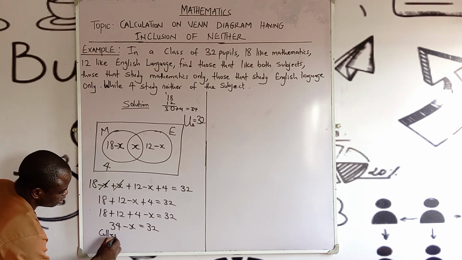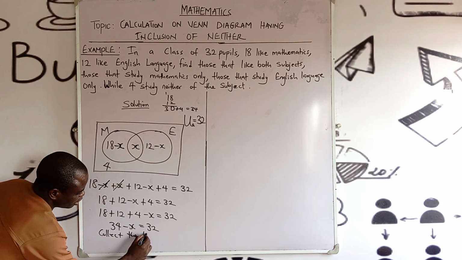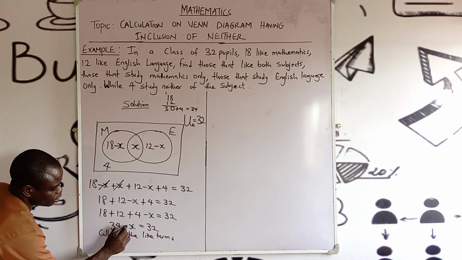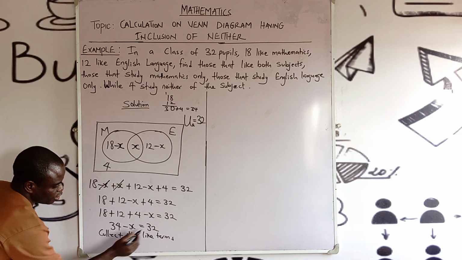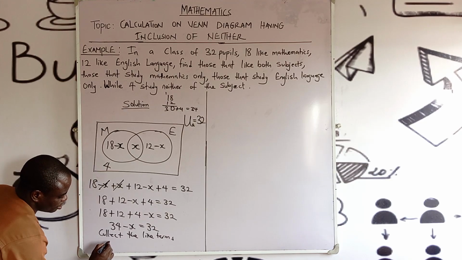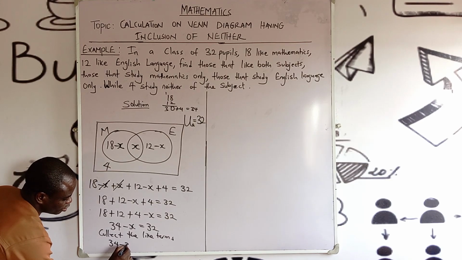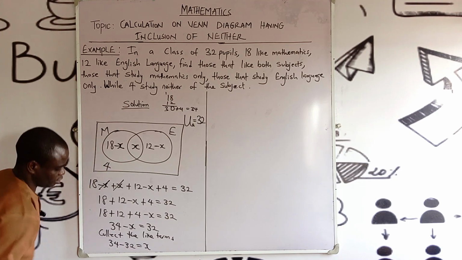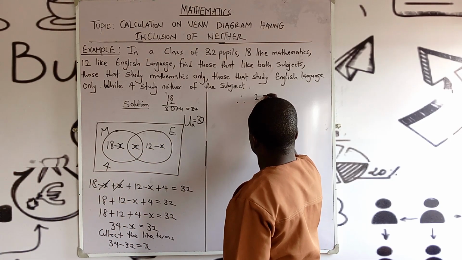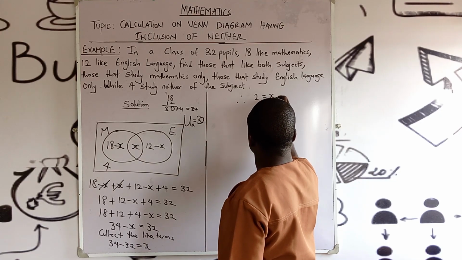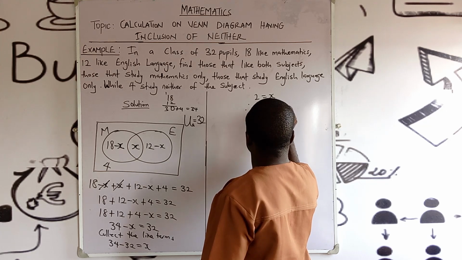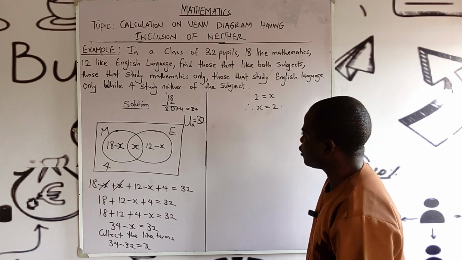Collect the like terms. You have minus x, cross to the other side, it turns positive. 32 crosses to the left hand side, it turns to minus. 34 minus 32 equals x. Therefore, 34 minus 32, that's 2. So 2 equals x. Therefore, x equals 2. Okay, I've gotten our x to be 2.